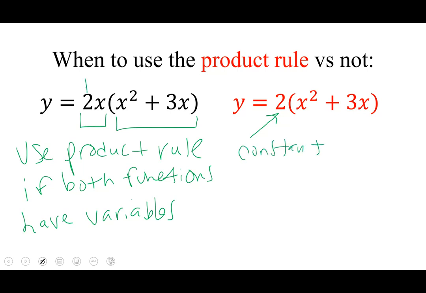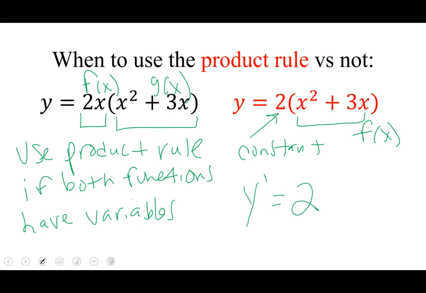So while in the left example, you would have an f and then you would have a g, you just have 2, which is a constant, and then you would consider this to be your f. So there's no need to use the product rule for the one on the right. You could, to be clear, but a much easier way to find the derivative would be to leave the 2 and then just multiply it by whatever the derivative of f is. So if one of the values is a constant, the product rule is not required.